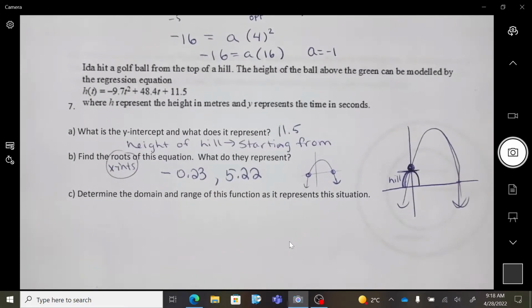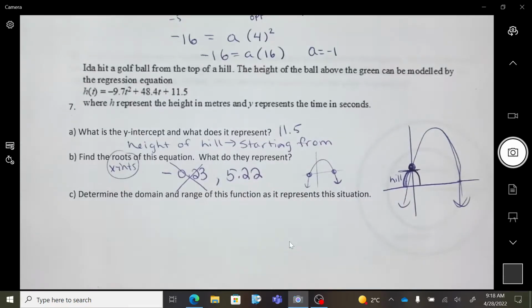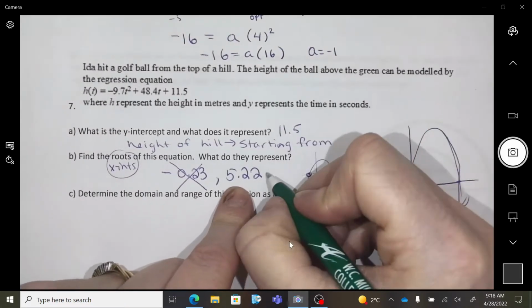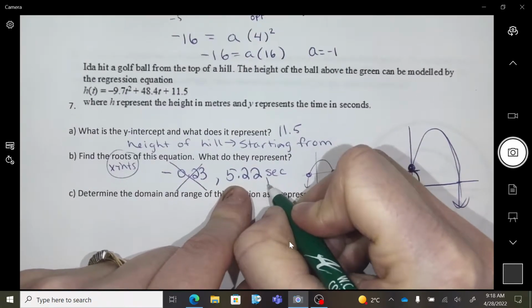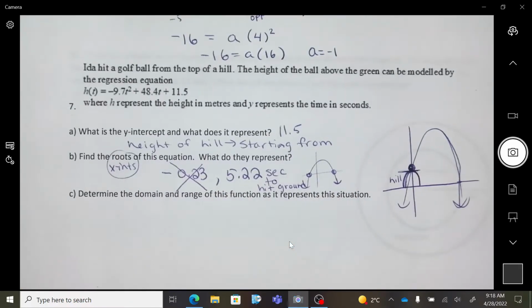Remember, we have a golf ball and we're hitting it in the air, and then, so I'm going to cross this one off. It doesn't make sense because this is saying it's the time, so that doesn't even make sense to have negative time. So this is how many seconds to hit the ground. So how many seconds it took to hit the ground?